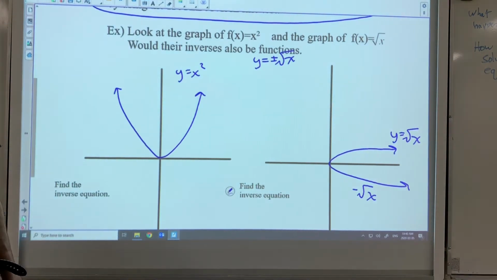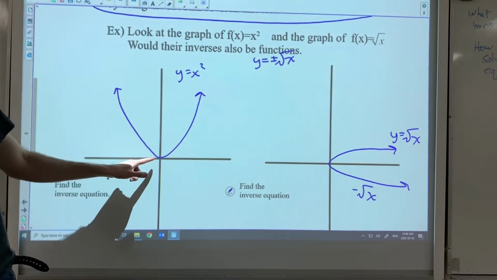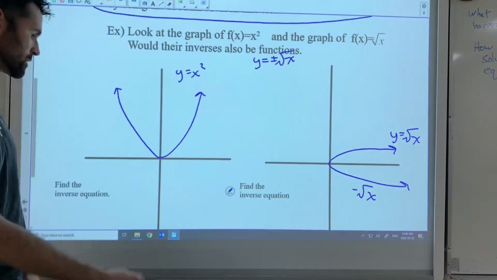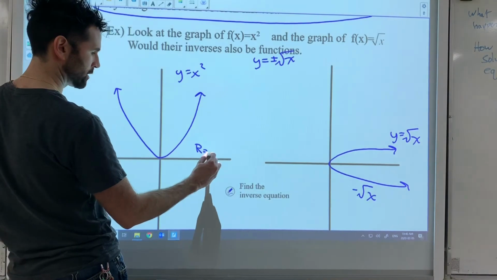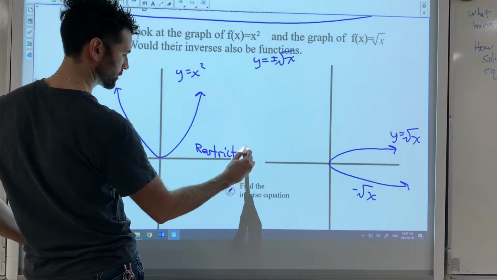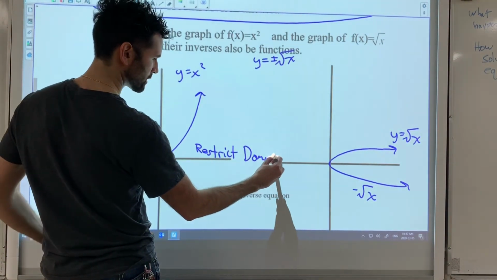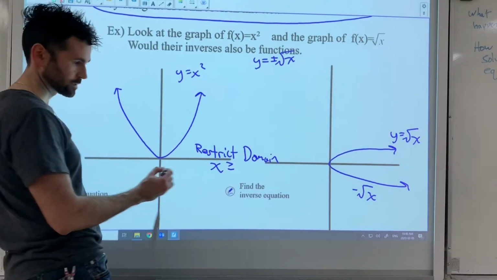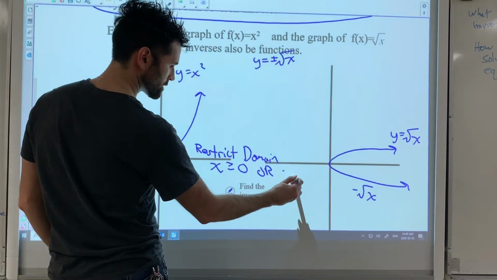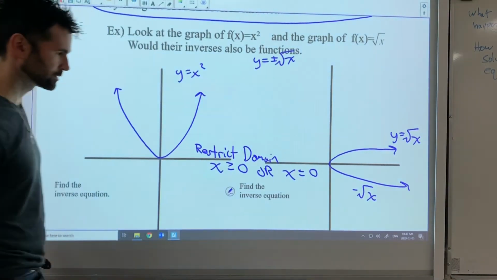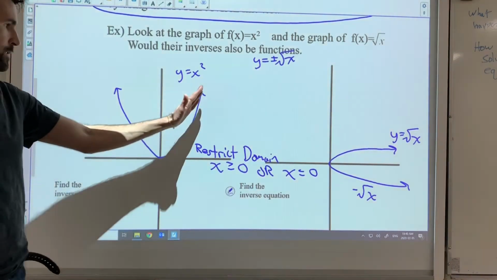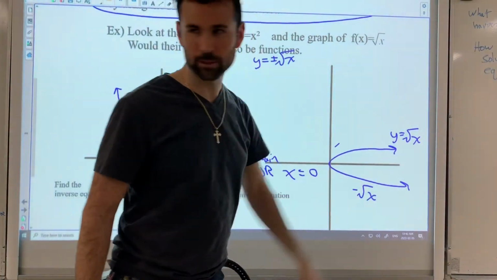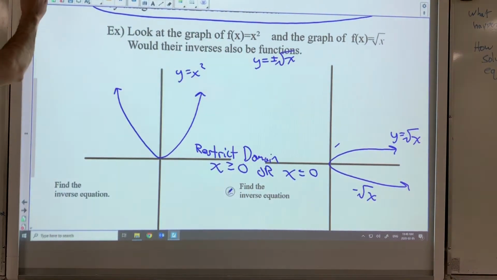No. And then it goes on and says, how would you restrict this domain so that you would only basically get half of this graph? And the answer is, you would restrict the domain how? We just did one of these. You would say x would be greater than or equal to, what's the x value of the vertex? 0. Or x less than or equal to 0. Greater than or equal to 0 would give you this piece. Less than or equal to 0 would give you the top piece. Done.